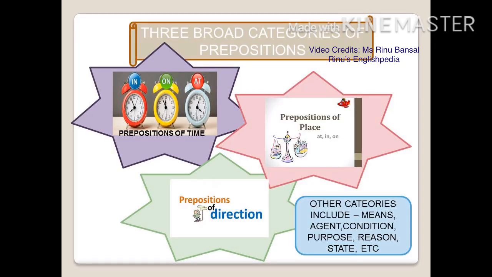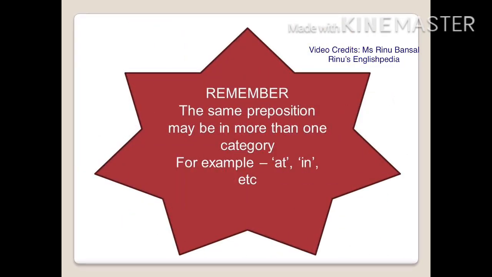Broadly speaking, there are three main categories of prepositions, that are prepositions of time, prepositions of place, and prepositions of direction. However, there are many other categories which include means, agent, condition, purpose, reason, state, etc. It is important to understand here that the same preposition may be in more than one category. For example, prepositions like at, in, on, they are in more than one category.